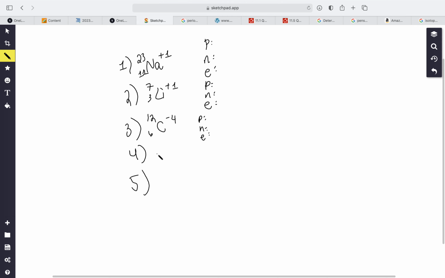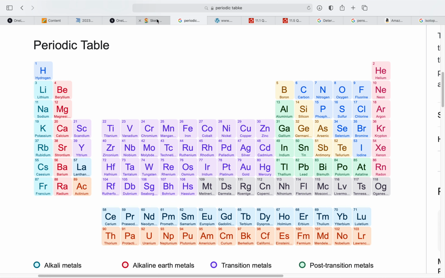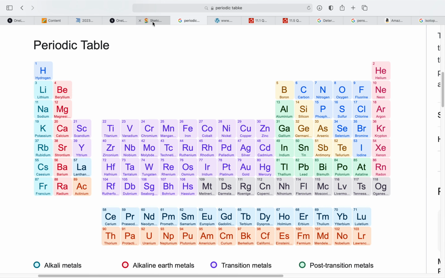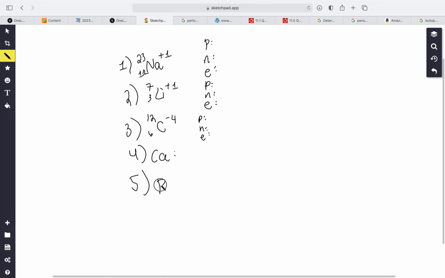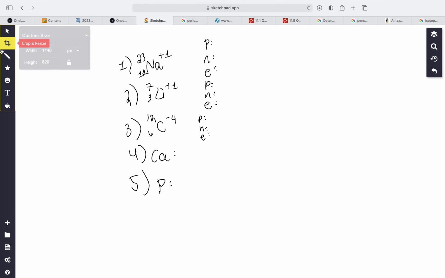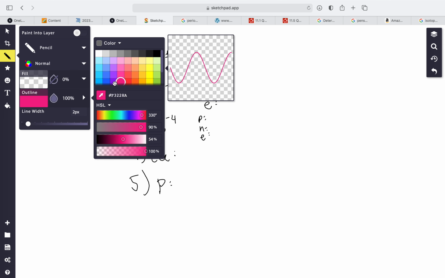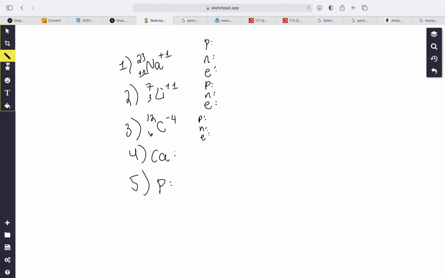So what will be the charge of... you guys also will probably need a periodic table to do these. So what will be the charge of calcium as an ion? And then we'll also do phosphorus as an ion. Okay, so just as before, you guys can pause the video if you would like to, because I will be explaining it now.